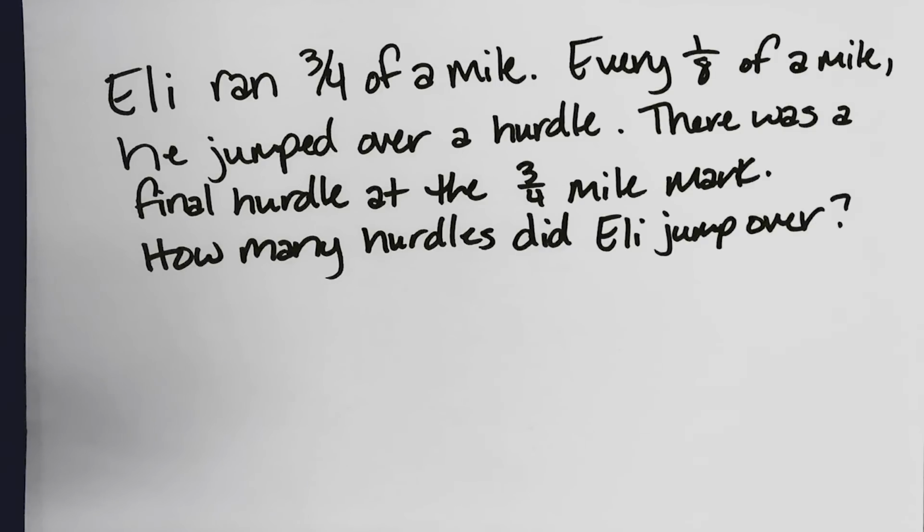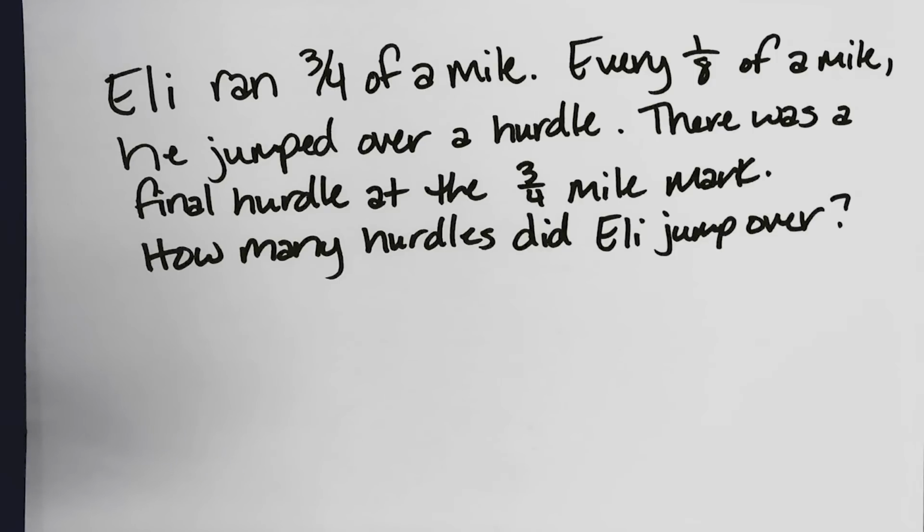Let me read it one more time. Eli ran 3/4 of a mile. Every eighth of a mile, he jumped over a hurdle. There was a final hurdle at the 3/4 mile mark. How many hurdles did Eli jump over? So where do we begin? Correct. Let's look at what the problem is asking us to do.